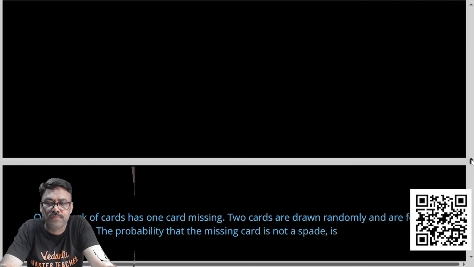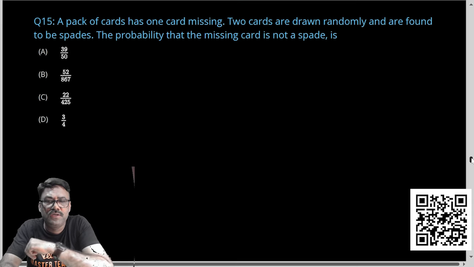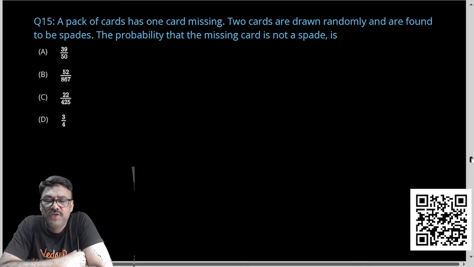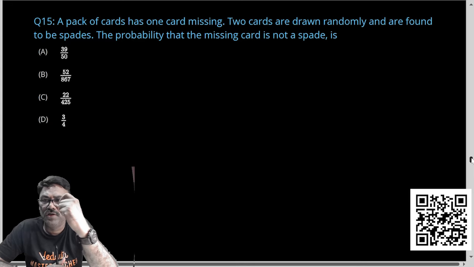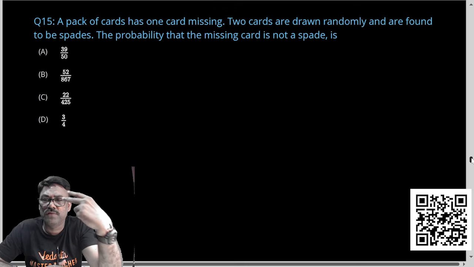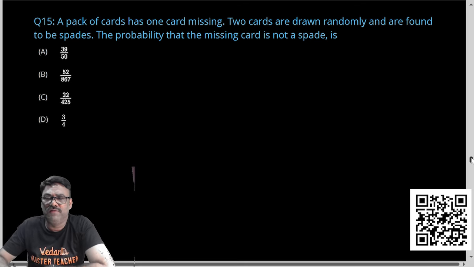See the next question. A pack of cards has one card missing, means out of 52 cards, one card is missing. And from this pack of 51 cards, two cards are drawn and both are found to be spades. Means from these 51 cards, if you draw two cards, both are found to be spades. Then what is the probability that the missing card is not a spade?